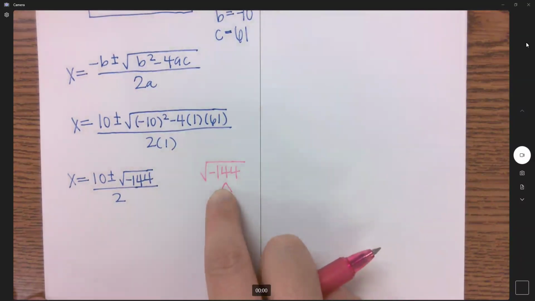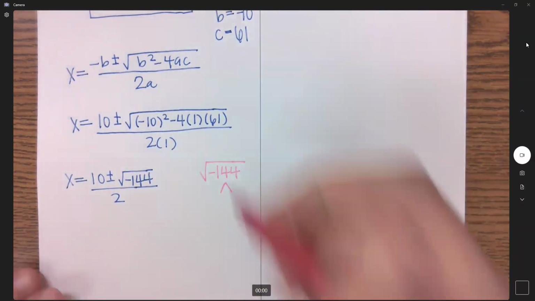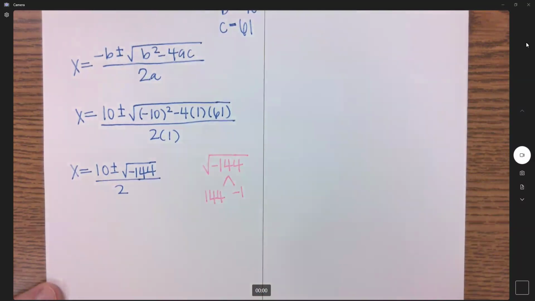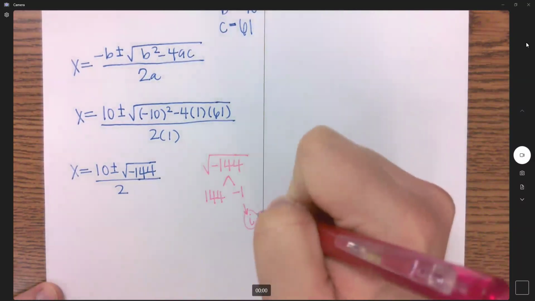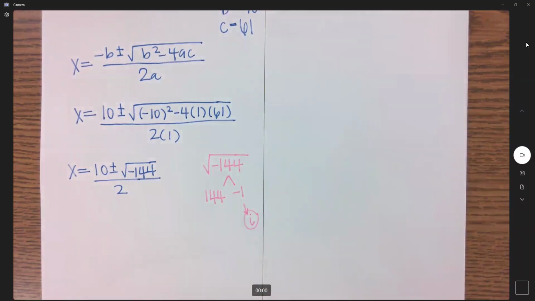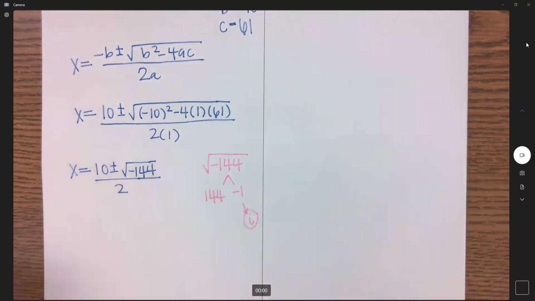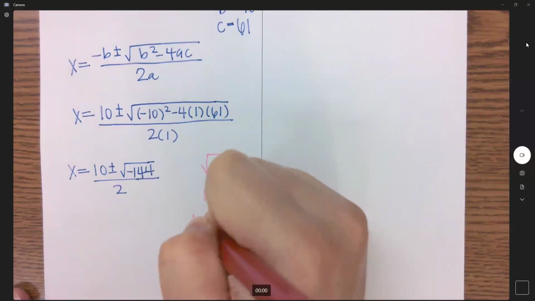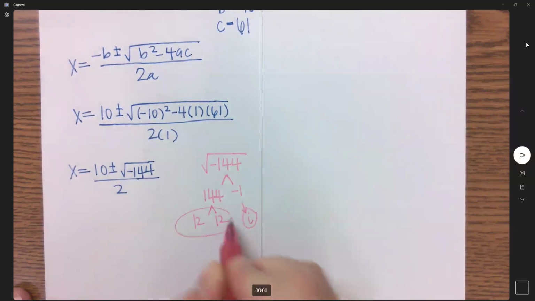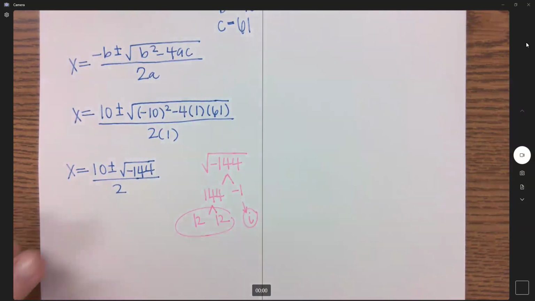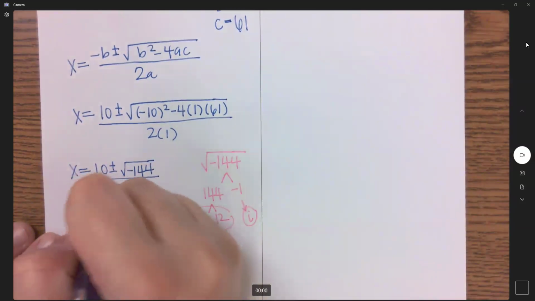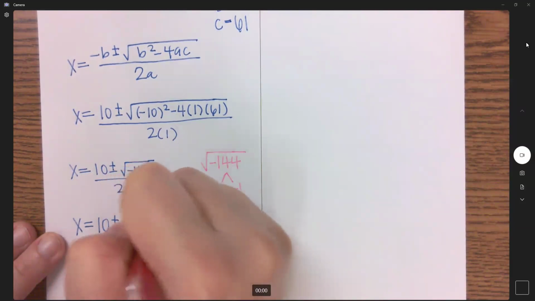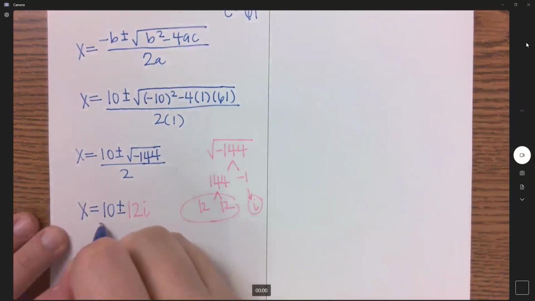So when I get a negative under a radical, the first thing I'm going to do is separate the number from the negative. This is the same as 144 times negative 1. And this negative 1 is my i. I'm going to go ahead and circle it because that i comes out of the radical. Now we can break down 144. 144 is a perfect square. That is 12 times 12. There's my pair. So this simplifies to 10 plus or minus 12i all over 2.